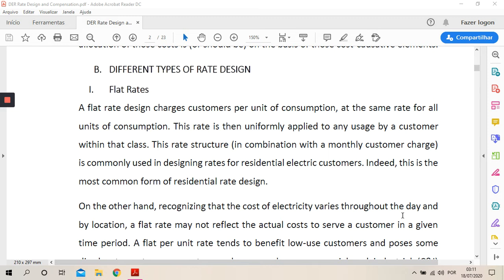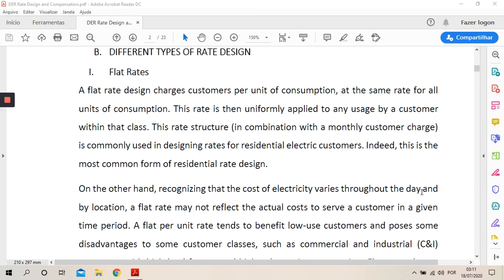Different types of rate design. Here we are going to see the different types of rate design that have been historically used by regulators. Flat rates. Number one, flat rates.